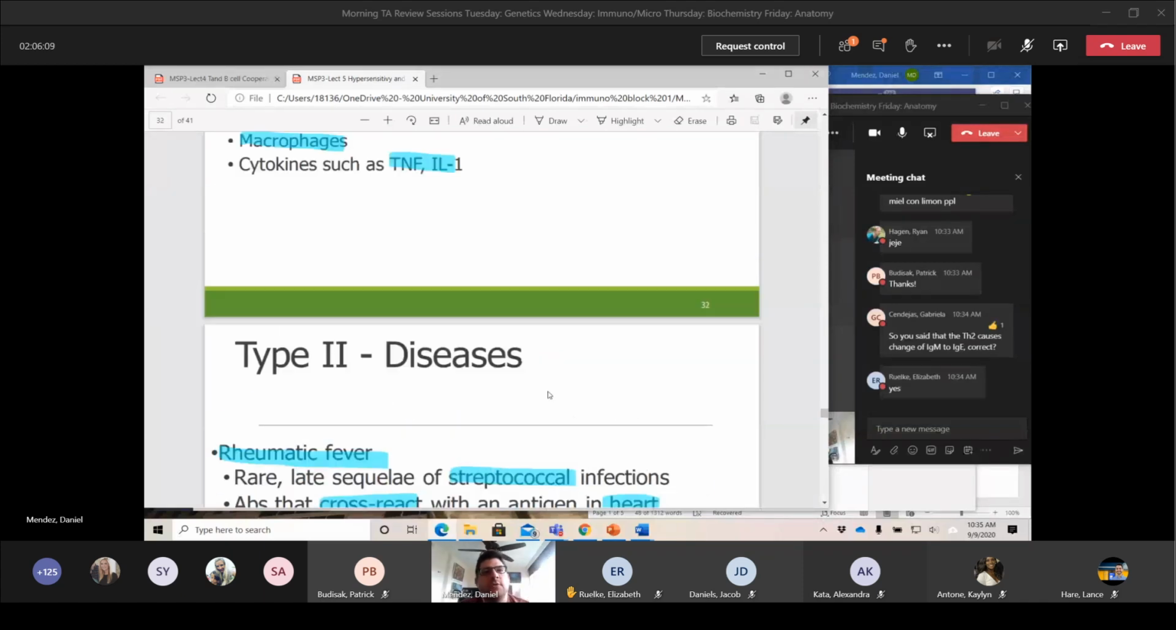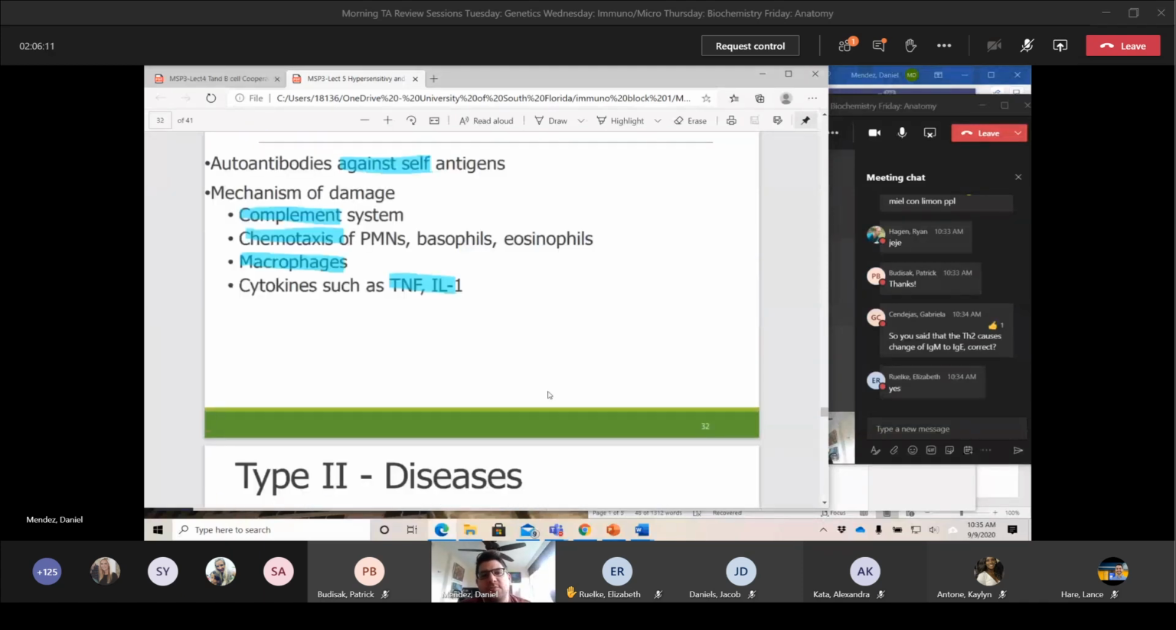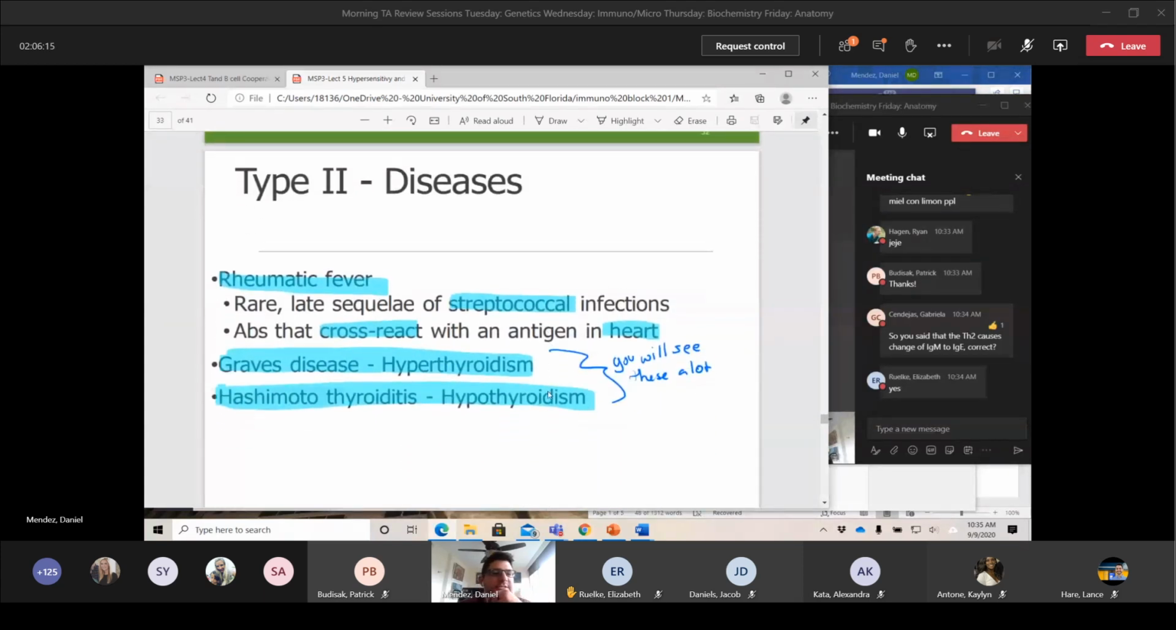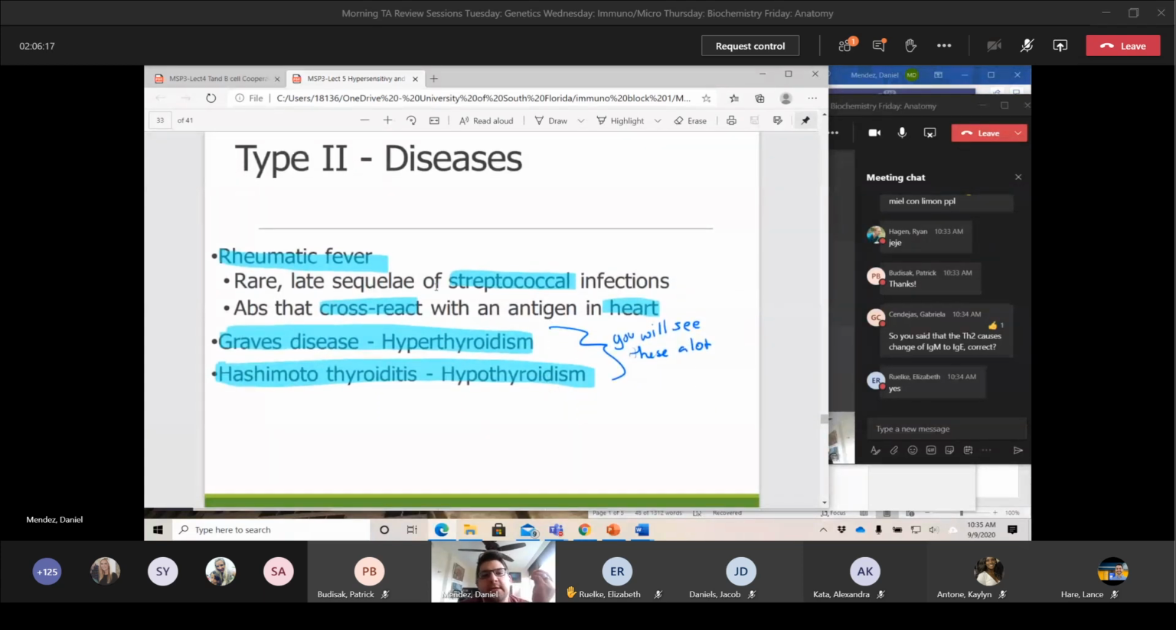It's good to know the mechanism of damage here, but it's pretty similar throughout most of these. What's important with type 2 is knowing the actual specific diseases. So rheumatic fever, we talked about that. That's the cross reaction to the antigen in the heart from a strep. And then Graves' disease and Hashimoto's disease.